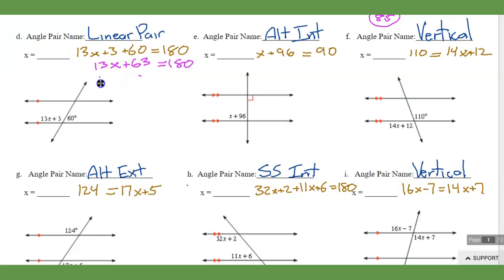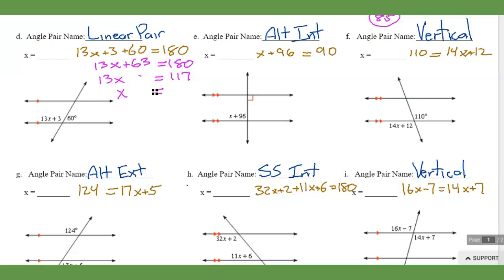Okay. We got subtract 63 on both sides. 180 minus 63 is what, 117? And then divide 117 divided by 13. What does that come out to?